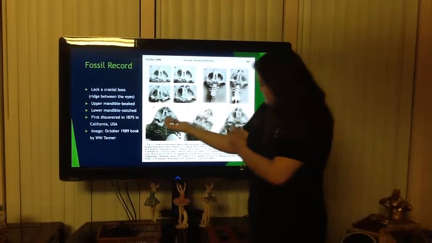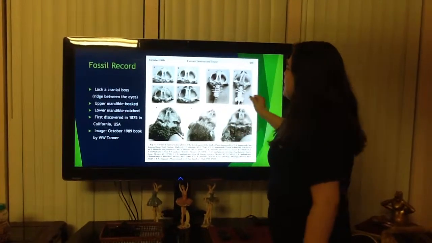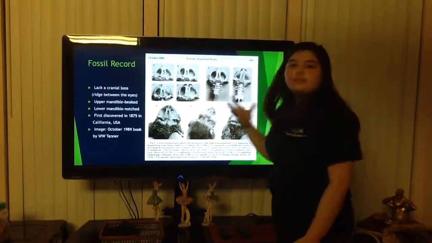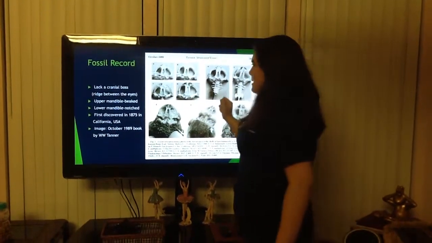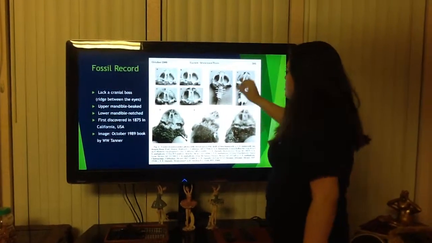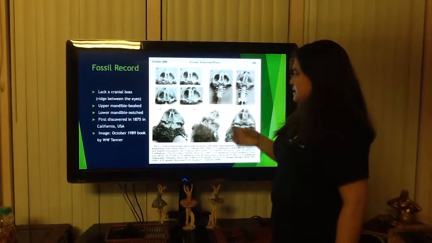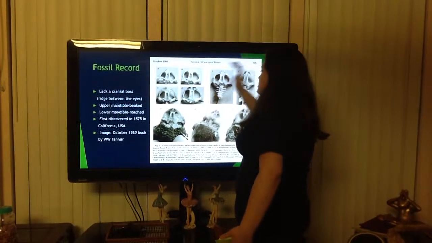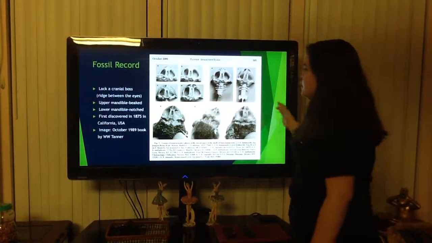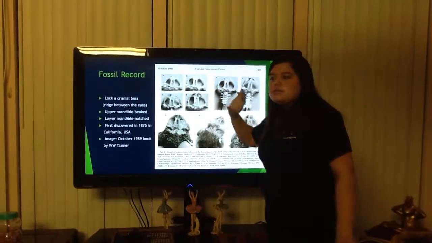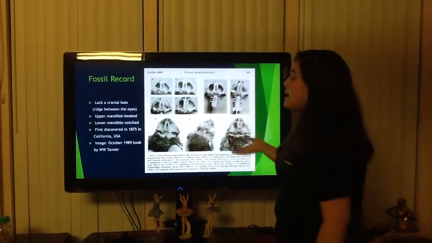Now, what distinguishes the western spadefoot toad from any other toad is that it lacks a cranial boss, which is a ridge between the eyes, which is visible here on these fossils. Another thing that characterizes them is that their upper mandible is beaked and their lower mandible is notched. This image here is taken from a book by W. W. Tanner in 1989, and the western spadefoot toad was first discovered in 1875 in California.